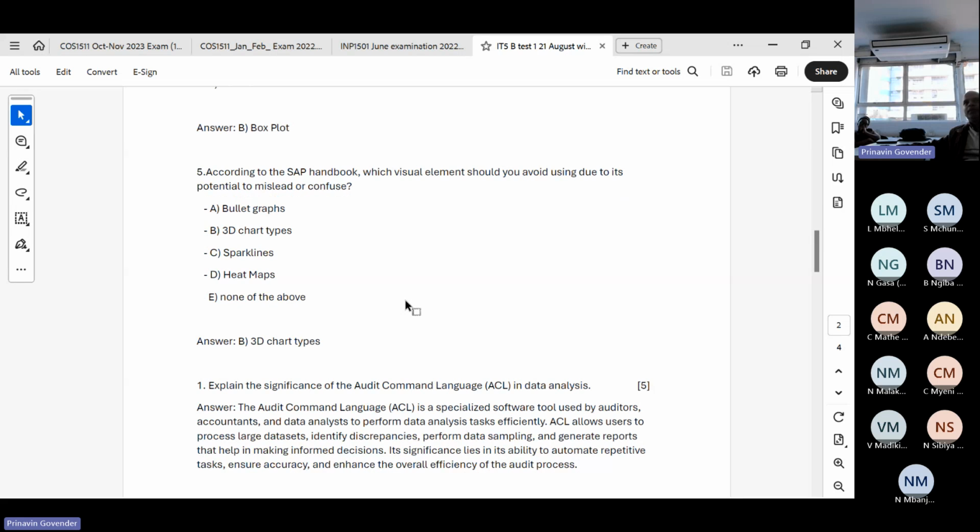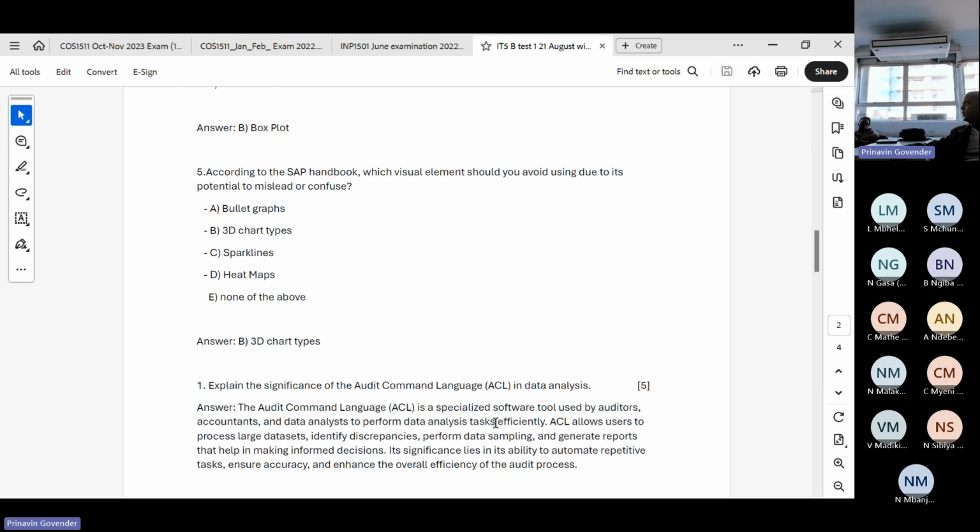The next question was about audit command language in data analysis. A brief answer: Audit command language is a specialized software tool used by auditors. So when you are explaining a concept, it's always nice to tell what ACL is, who uses it, and what it's about. It's used by auditors, accountants, and data analysts to perform data analysis tasks efficiently.